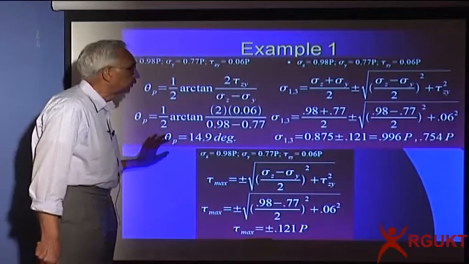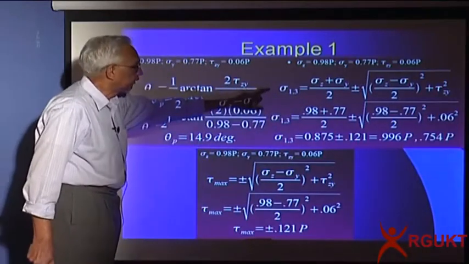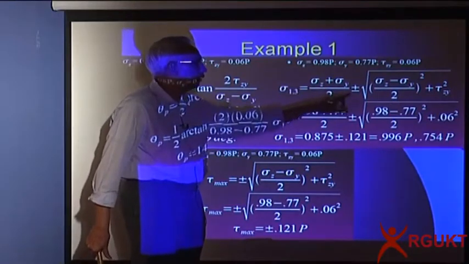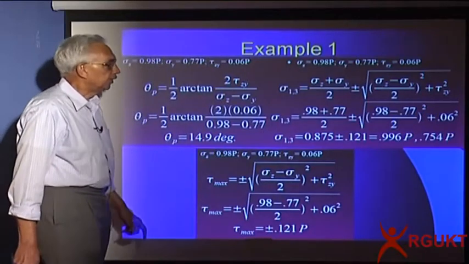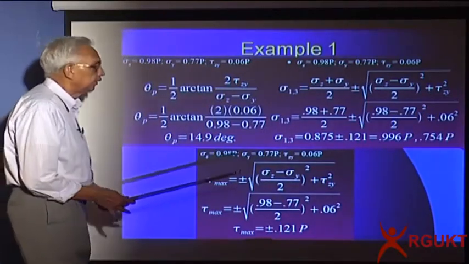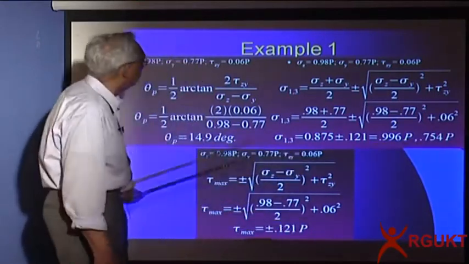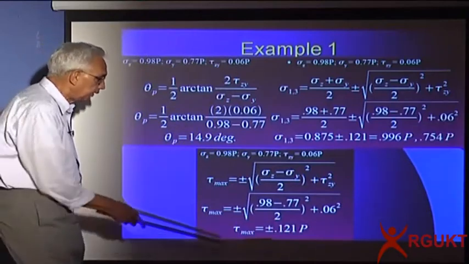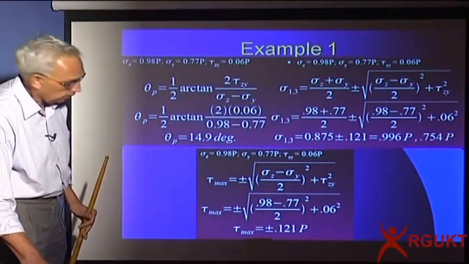If I substitute that, now I'll get the principal stresses sigma 1 and 3 as (sigma z plus sigma y) by 2 plus or minus the term within the square root. And you can see that in this particular case, the principal stresses are 996 and 754 because the shear stress is a very small value, and the maximum shear stress is 0.121 times P.